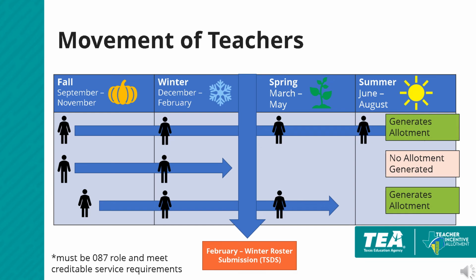Finally, and this is the most important example to consider for your planning purposes, we may have a teacher who is there the majority of the school year, including for winter roster submission. In this case, the teacher would generate the allotment, but would no longer be employed by the district. As part of your planning, you have to consider whether and how to forward funds to a departing teacher who has generated the allotment.